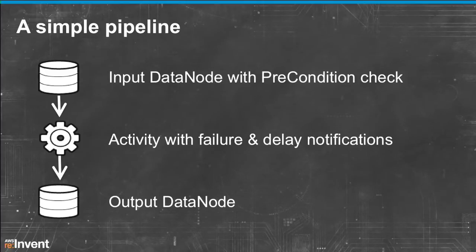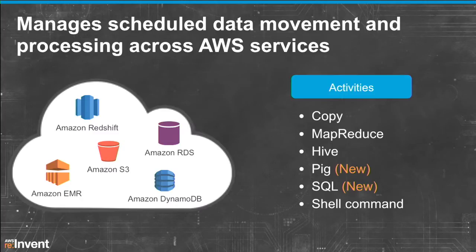So if the input data node was an S3 bucket and the activity is something like a Hive script, the output data node might be DynamoDB, or it might be something like another S3 bucket.